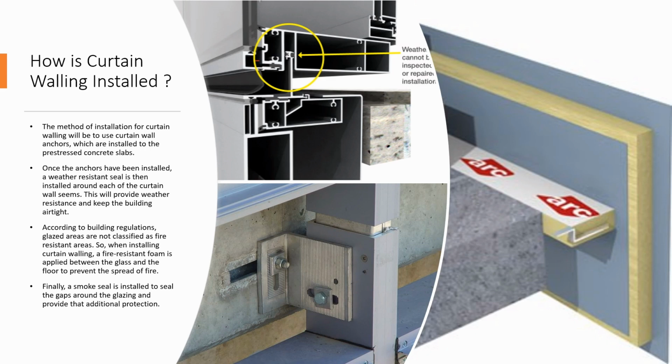According to building regulations, glazed areas are not classified as fire-resistant areas, so when installing curtain walling, a fire-resistant foam is applied between the glass and the floor to prevent the spread of fire. Finally, a smoke seal is installed to seal the gaps around the glazing and provide that additional protection.